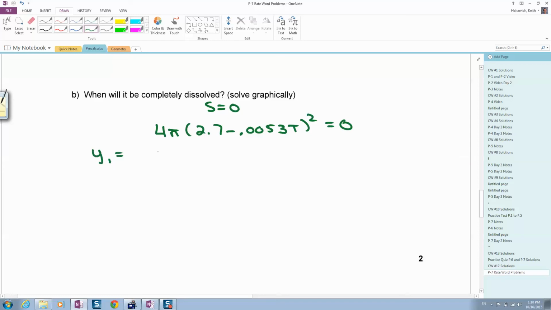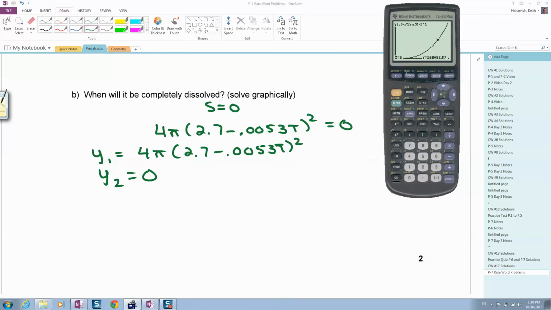Solving graphically, our y sub 1 is 4 pi times (2.7 minus 0.0053 x, or t in this case) squared. And then our y sub 2 is going to equal 0. So let's go ahead and clear this, and we'll go 4, second function pi, times (2.7 minus 0.0053 x) squared, and then y sub 2 is 0.